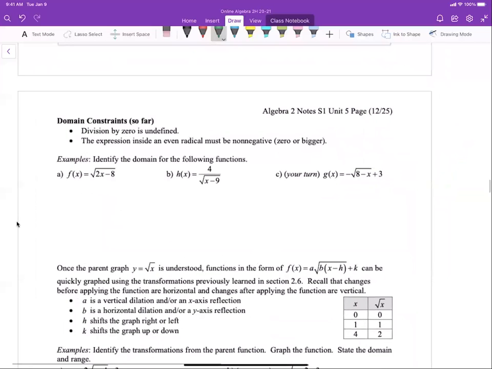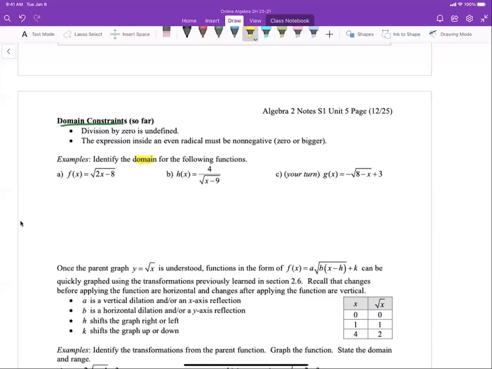Now, again, recall that we have some domain constraints that we have learned about. For x values, we have constraints. We cannot divide something by 0 because that is undefined, and an expression inside an even radical has to be non-negative. It has to be 0 or bigger. So let's do a couple problems to refresh our memory on how to find that.